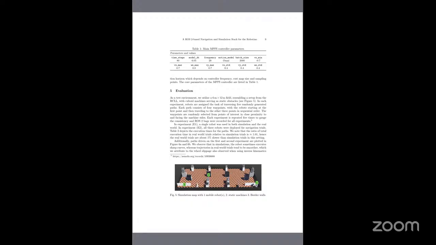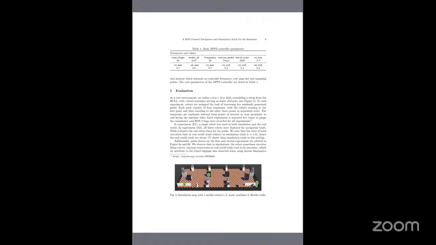Motion model. Motion model is omni because the robot is an omnidirectional robot. Batch size 2000. That means each cycle it will be checking 2000 possible trajectories.